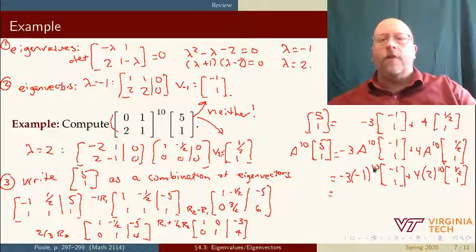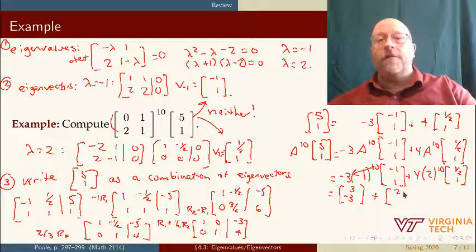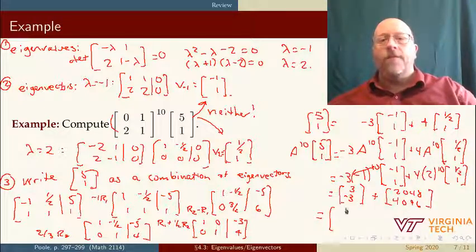-1 to the 10th power is just 1, and so we get -3 times -1 is 3, and -3 times 1 is -3. 2 raised to the 10th power, big number, is 1024 times 4 is 4096. 4096 times 1/2 is 2048. And 4096 times 1 is 4096. And then when we add these together, 3 plus 2048 is 2051. And -3 plus 4096 is 4093.